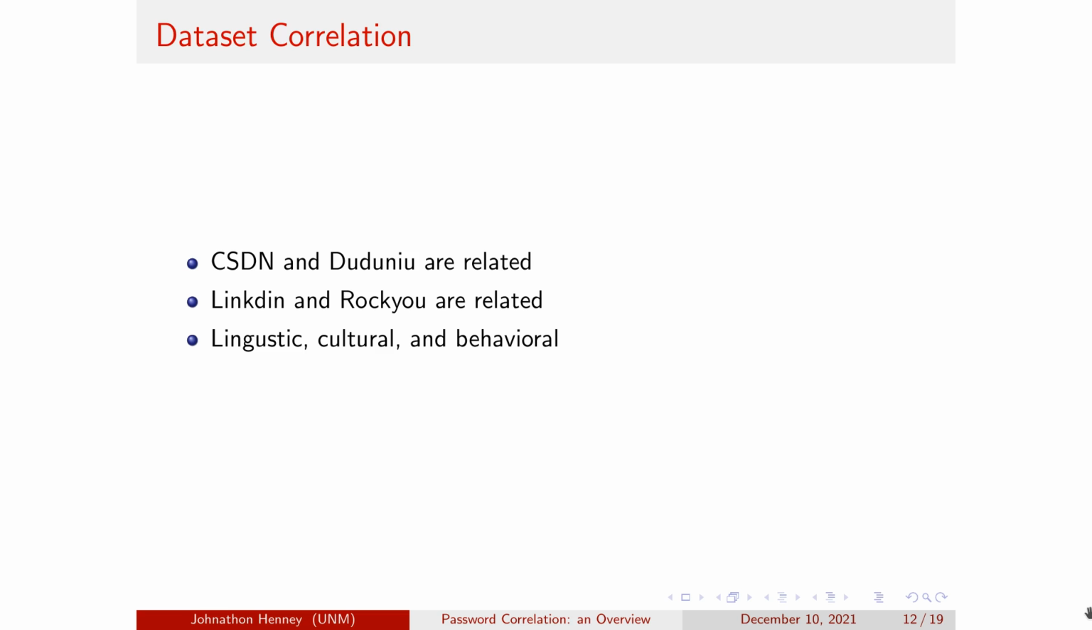So as they go into the quantification and evaluation stage of their paper, they note that the CSDN and the Dodonew datasets are related, and the LinkedIn and RockYou datasets are related. And this kind of makes sense going back to the different factors that go into the similarity of passwords, be it in this case the linguistic, cultural, and behavioral patterns, because the first two datasets are Chinese based, and then the second two datasets are American based and English.